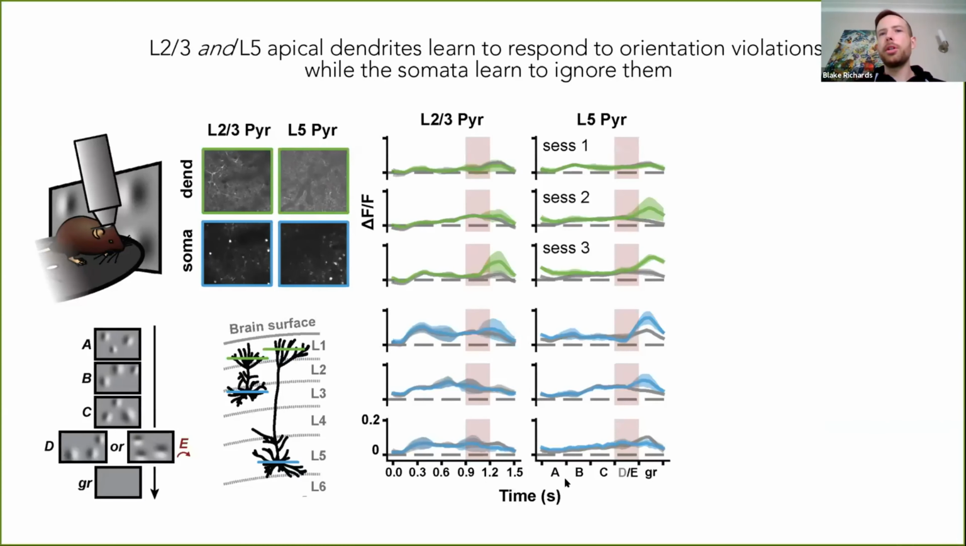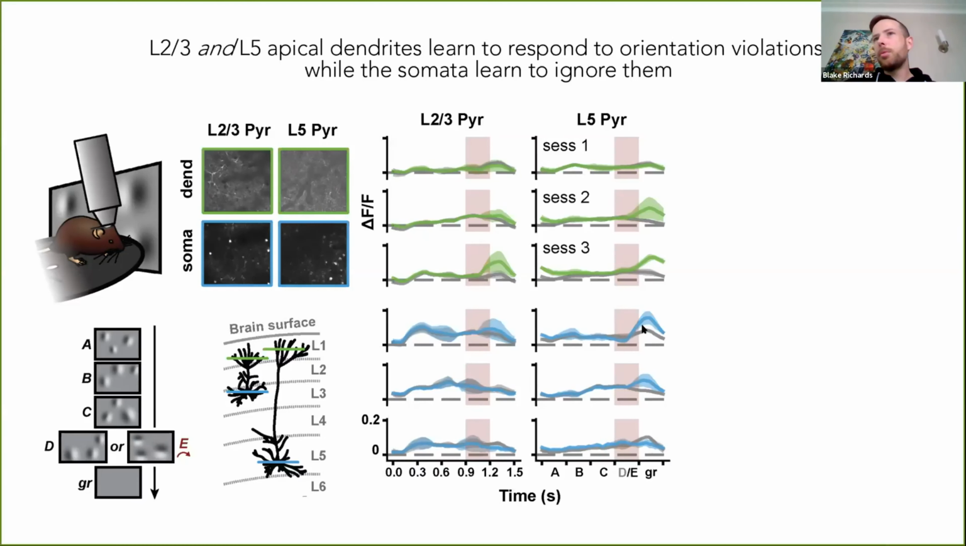So here I should just clarify this. On the x-axis we have time, and we have the A, B, C, and then in pink here, this is where we either present the expected D frame with orientations drawn from the same distribution, or the unexpected E frame with orientations drawn from an orthogonal distribution. And what we found was that when we presented the E frames, which are the colored traces here, the D frames are the gray traces, in the somata, we got larger responses to the E frames than to the D frames in the first imaging session.